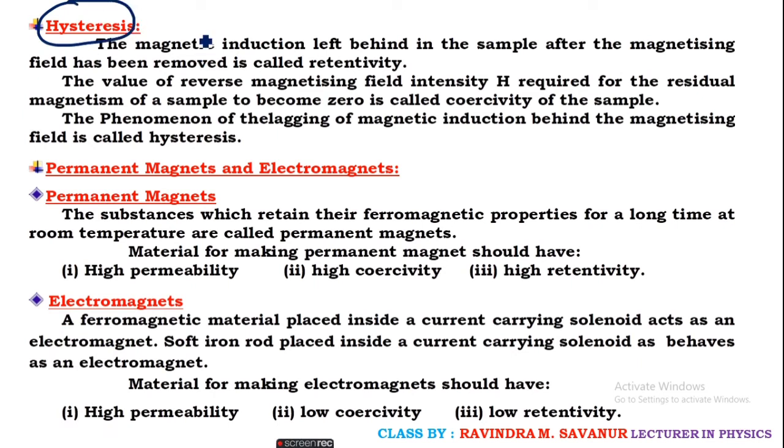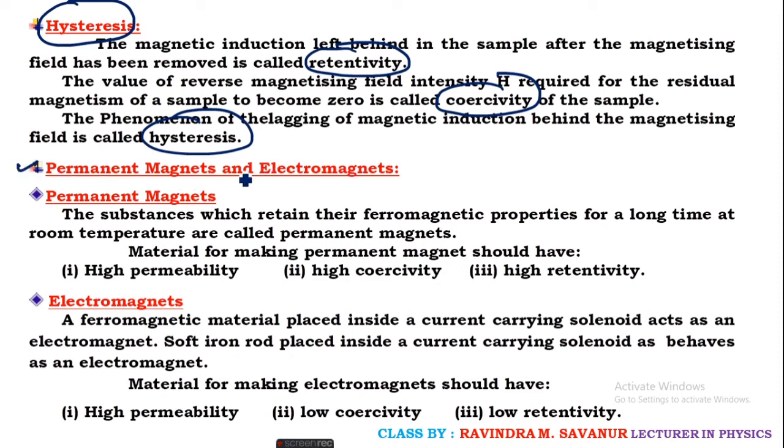It is a process of a continuous cycle where the magnetic induction left behind in the sample after the magnetizing field has been removed, and that is called retentivity. Similarly, the value of reverse magnetizing field intensity H required for the residual magnetism of the sample to become 0 is called coercivity. The phenomenon of the magnetic induction lagging behind the magnetizing field is called hysteresis. By using this hysteresis, we will be using different applications.